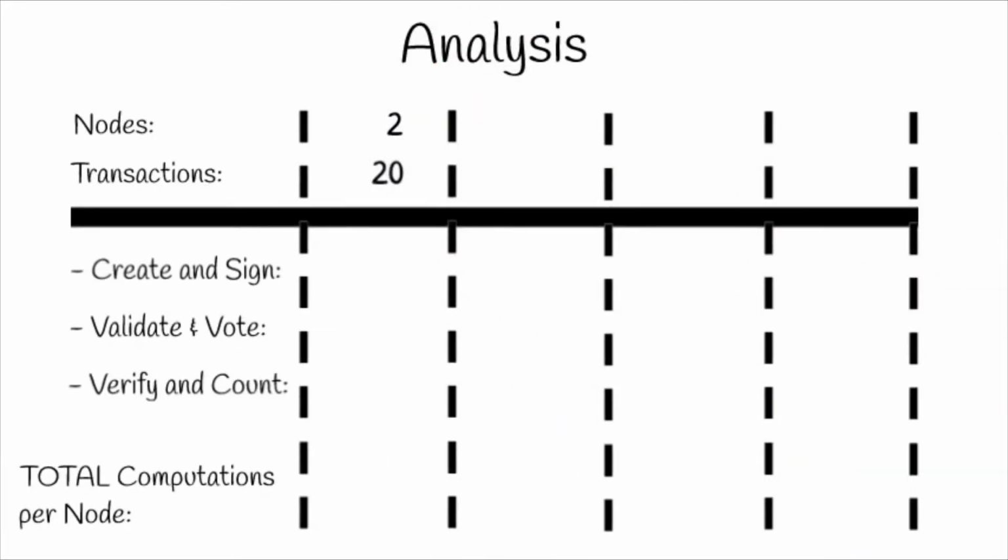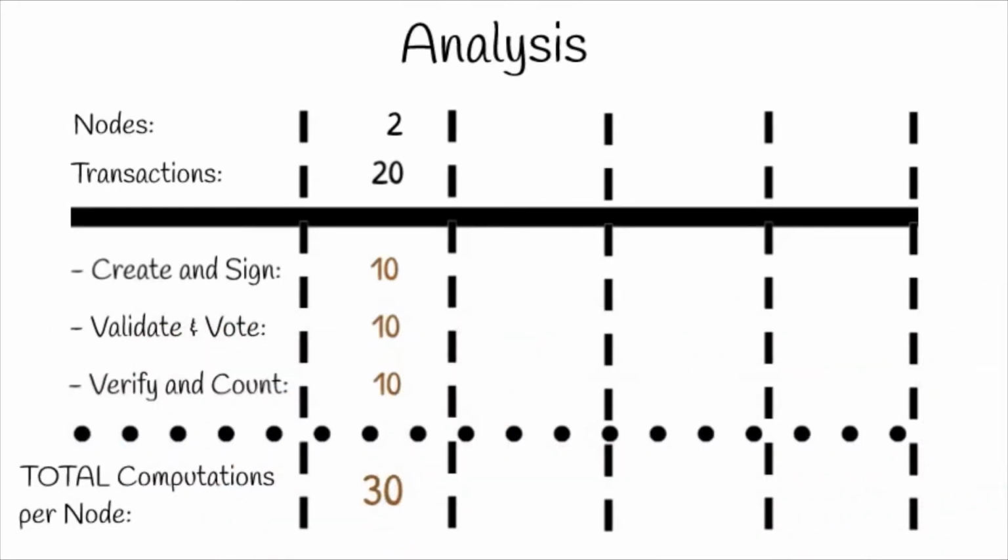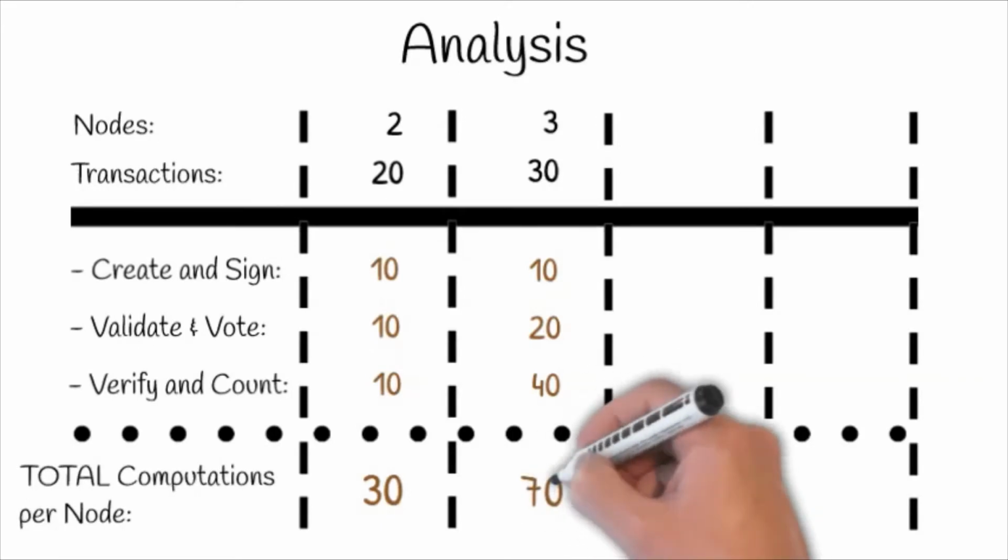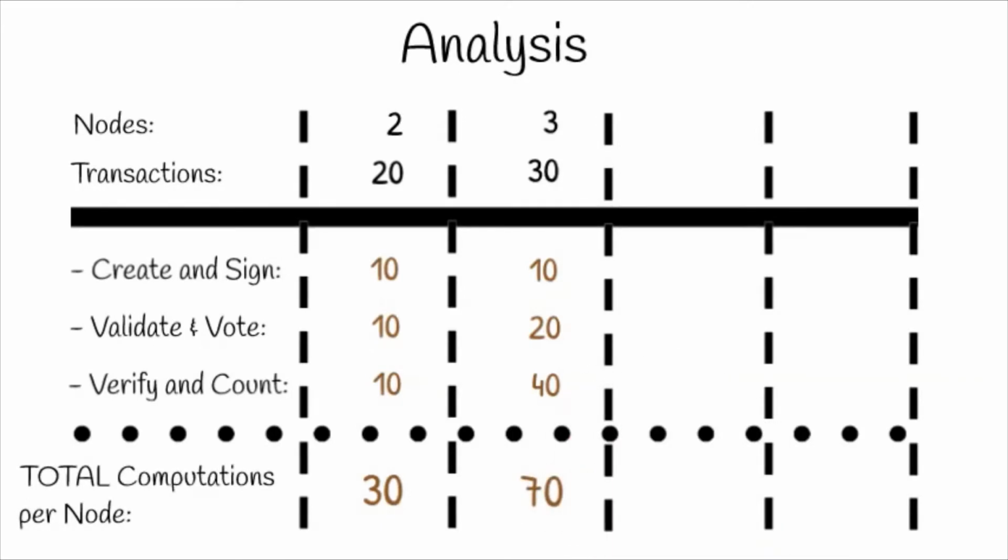With the first example of 2 nodes, there are 20 transactions. 10 are created and signed by each node. They validate and vote on the other node's transactions, and they verify and count the votes from that node, leaving a simple total of 30 computations per node. With 3 nodes, there are 30 transactions. Each node has to create and sign its own 10 and validate and vote on the 20 transactions from the other nodes. But now this means every node has to verify and count 40 votes, which totals 70 computations.